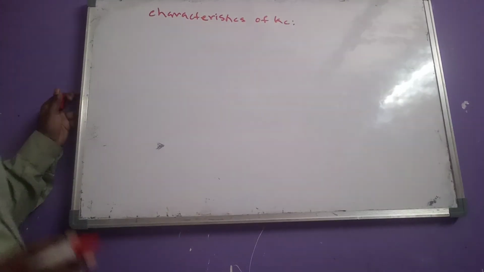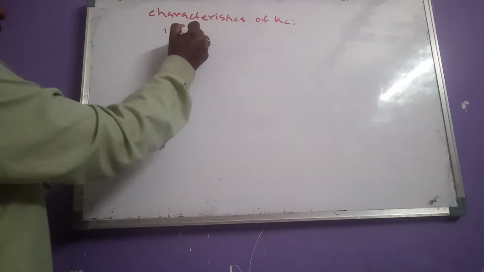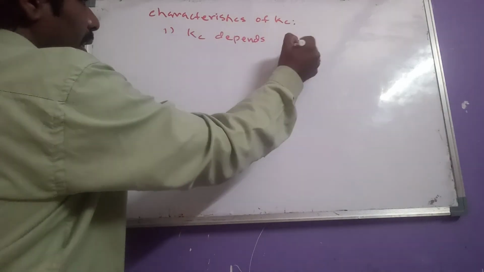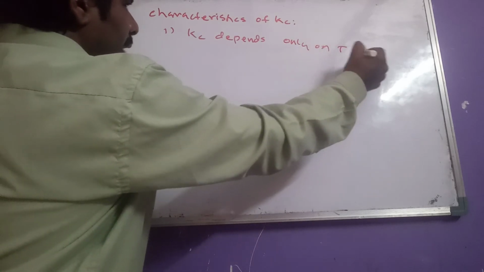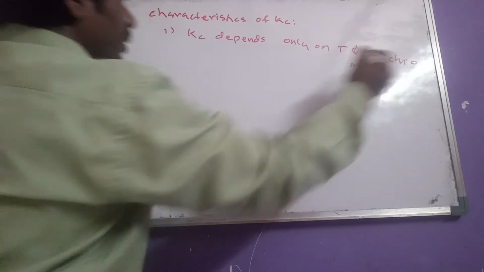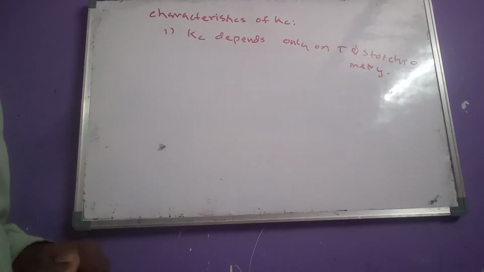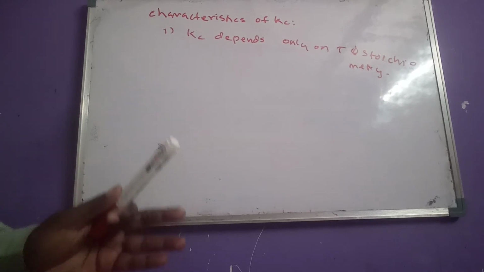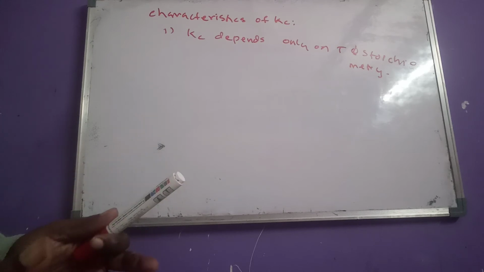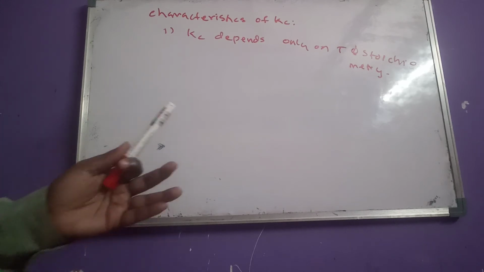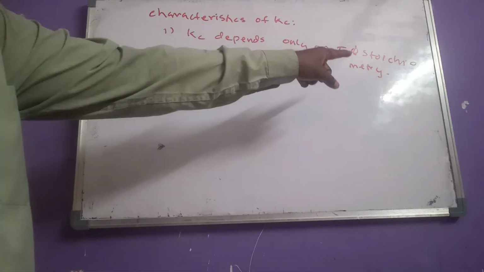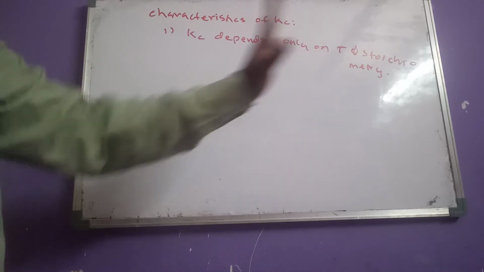Characteristics of Kc. The first one: Kc depends only on temperature and stoichiometry of the reaction. Kc depends on temperature and stoichiometry of the reaction only. And volume change, concentration change, they do not affect the Kc value. So Kc depends on temperature and which one, stoichiometry of the reaction only.